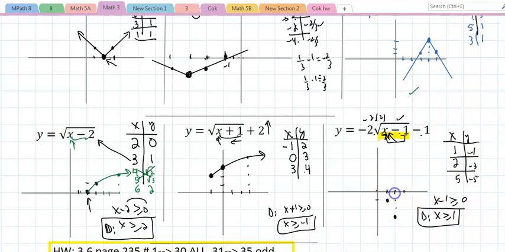3, 4, 5, -1, -2, -3, -4, -5. Okay, something's not right. That's not right. (1, -1), 2. Oh yeah, that's right. So remember, the shape is supposed to look like this. With that minus, I'm expecting it to look like this.